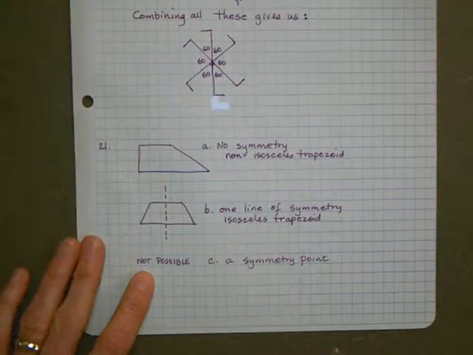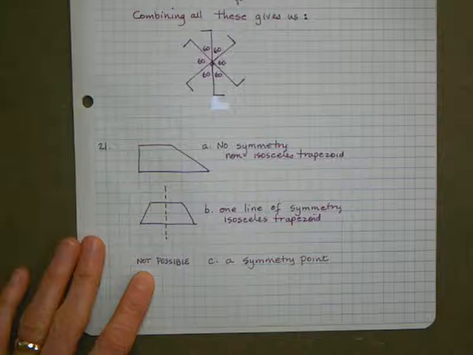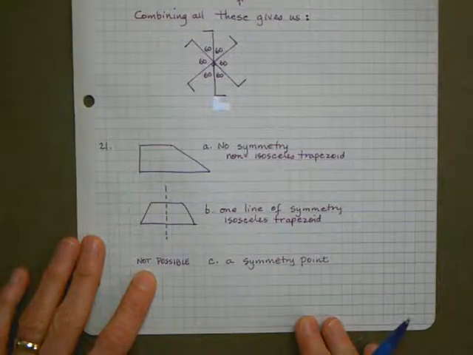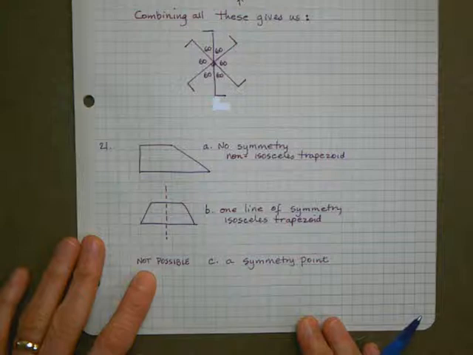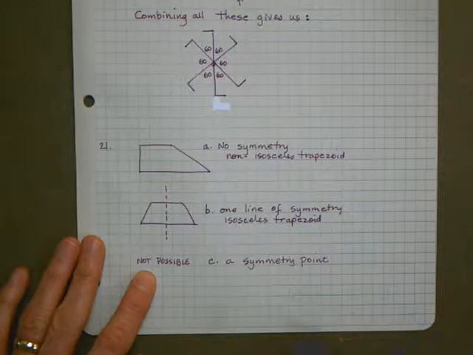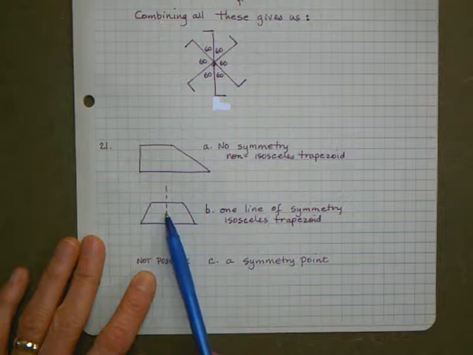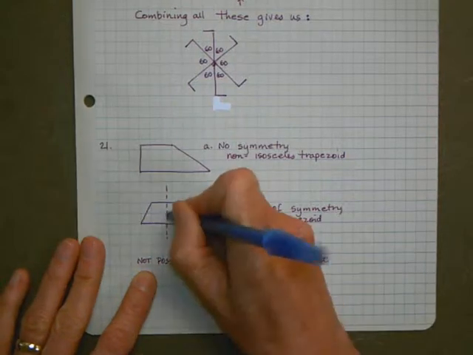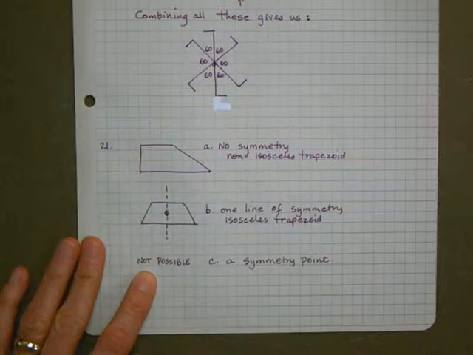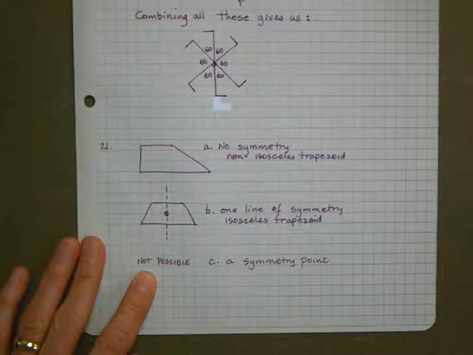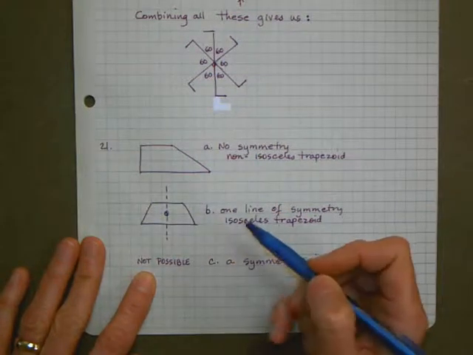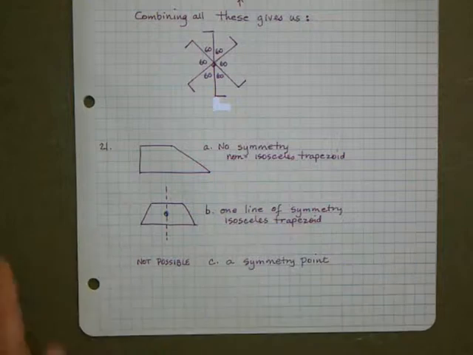And part C on 21 says if you could have a symmetry point. Not possible to have a symmetry point. Because you could have a symmetry point in a square, but not a trapezoid, because this length is longer than this one. So if I was trying to find a symmetry point somewhere there in the middle of an isosceles trapezoid, I couldn't do it. I just couldn't do it. All right, so that's 21.